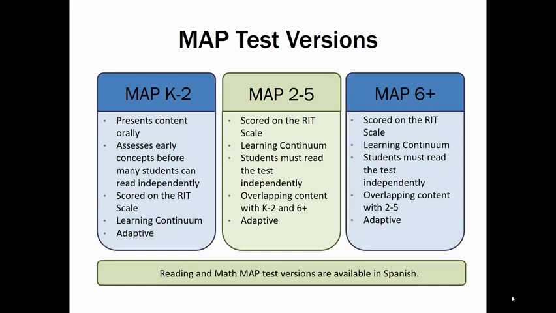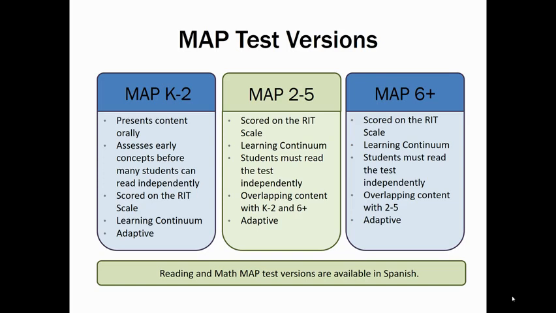There are 3 different versions of the same MAP growth assessment. K2 MAP is given in our district for students in grades kindergarten and first and presents the test questions orally. This testing format allows us to assess the development of early reading and math concepts before a student is an independent reader. This test is scored on the same RIT scale as all other versions and is based on the same learning continuum as all other versions of MAP.